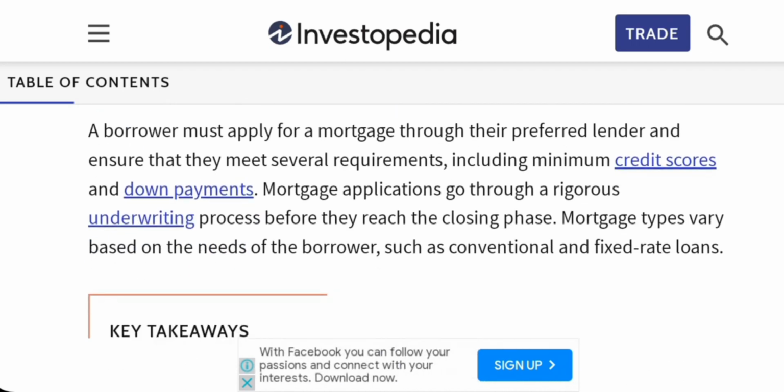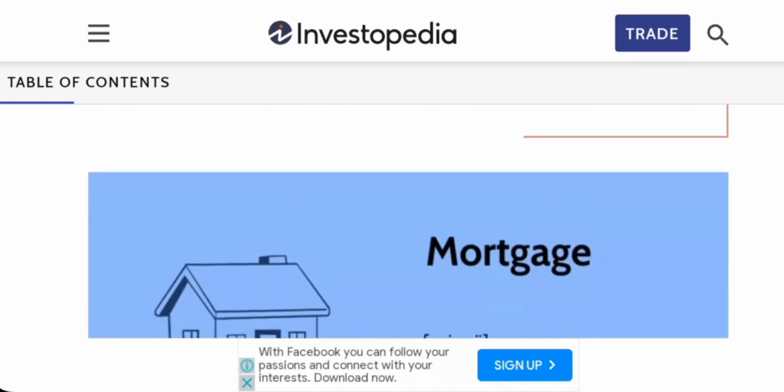A borrower must apply for a mortgage through their preferred lender and ensure that they meet several requirements, including minimum credit scores and down payments. Mortgage applications go through a rigorous underwriting process before they reach the closing phase. Mortgage types vary based on the needs of the borrower, such as conventional and fixed rate loans.